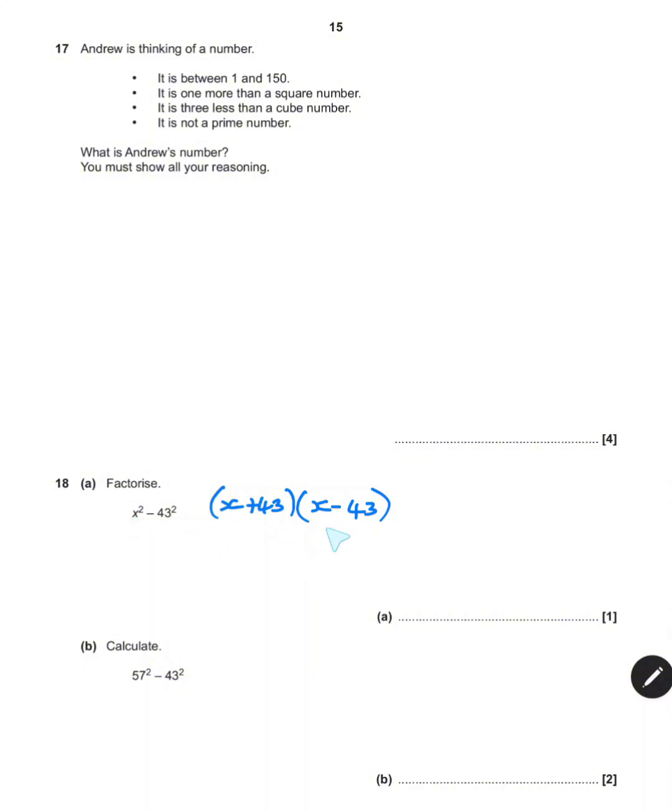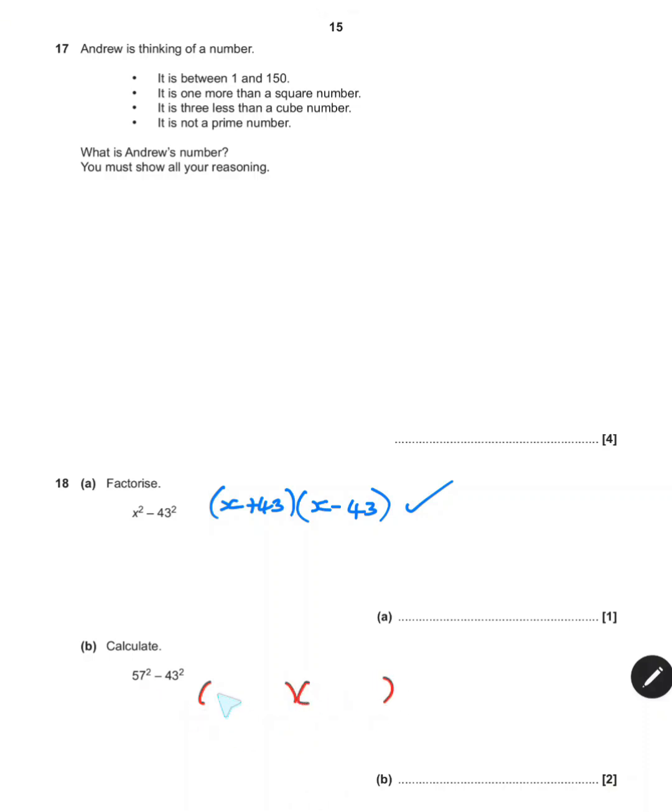We've got an x in each bracket and a 43 in each bracket, and then just a plus and a subtract. That is finished. Part B, we've got the same thing going on. We've got something squared, so it's a square number. Something else squared, so it's a square number. And a difference, a subtraction. So it's difference of 2 squares again.